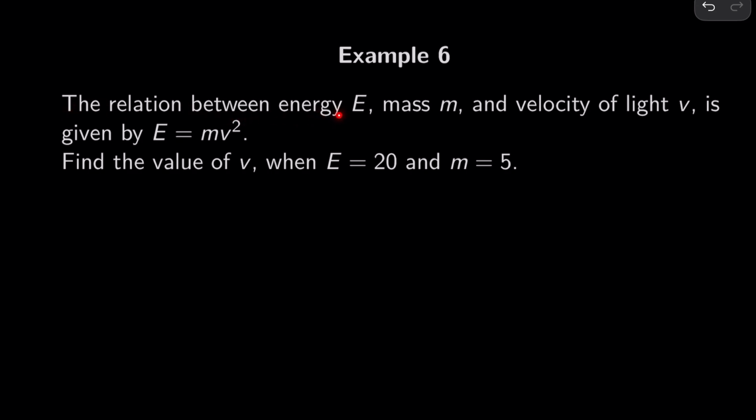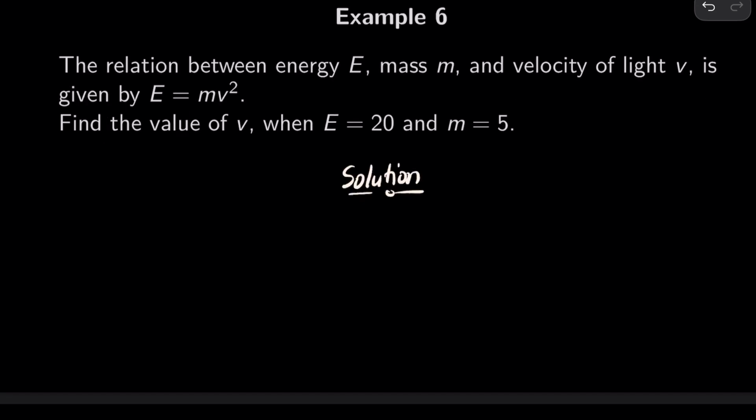Example 6. The relation between energy E, mass m, and velocity of light v is given by E = mv squared. Find the value of v when E is equal to 20 and m is equal to 5. Solution. Here we have the relation given as E = mv squared, and we are being asked to find the value of v given the value of E to be equal to 20 and m to be equal to 5. So we must first make v the subject of this relation, then we substitute in the values of E and m in order to find v, right?